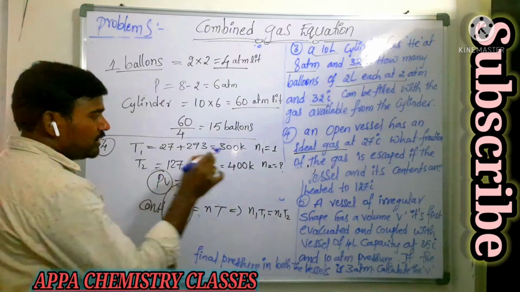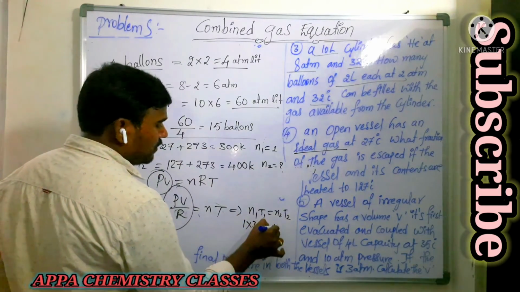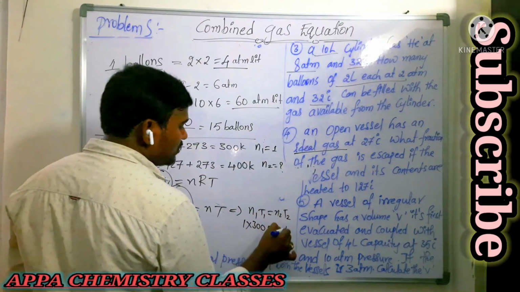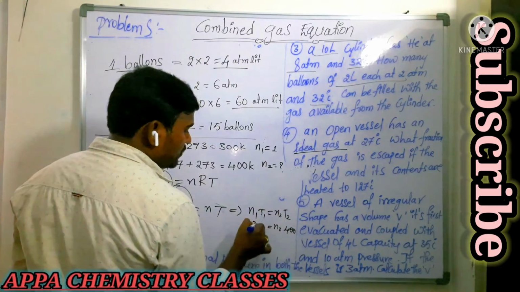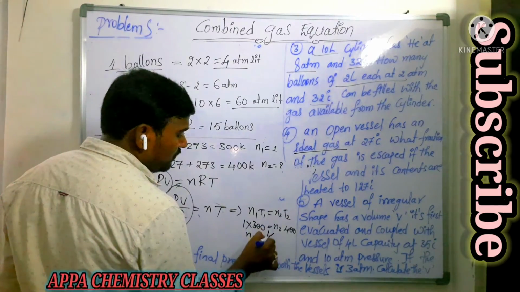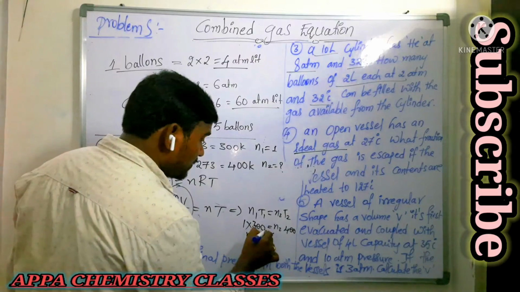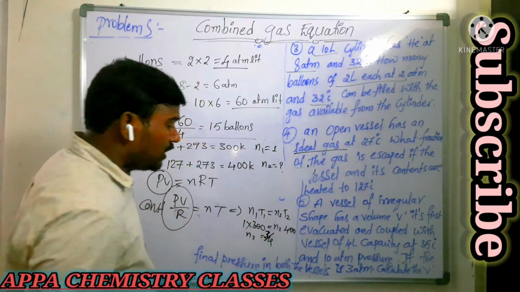So from this, n1 is how much? 1. T1 is how much? 300. n2 we need to find. T2 is how much? 400. So the zeros get cancelled, and n2 will be 3 by 4. Now what is 3 by 4?